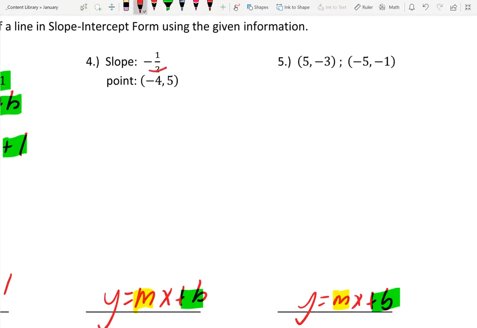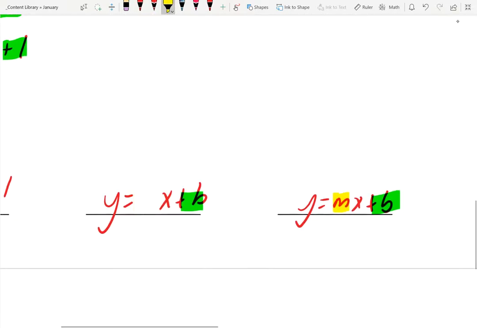Now, in number 4, look, it does already tell me the slope, right? It tells me the slope is negative 1/2. So right away, I already have my m value. So I'm going to go ahead and change that down here, right? Negative 1/2. That's my m value.